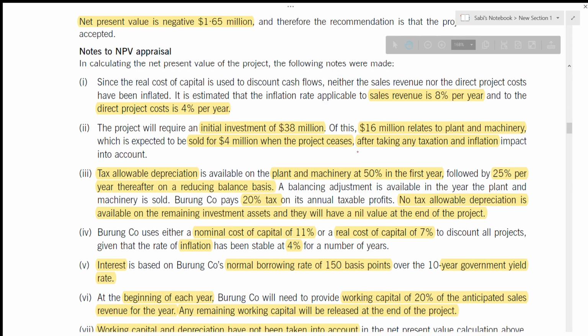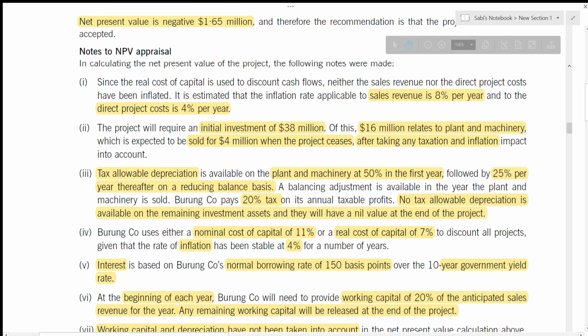Right? But what are they saying again? After taking any taxation and inflation impact into account, right? Now let's go to the third one. The third one is about tax allowable depreciation, and this is the area where you have to be very concerned, because most people make mistakes in this area, in the calculation of it.